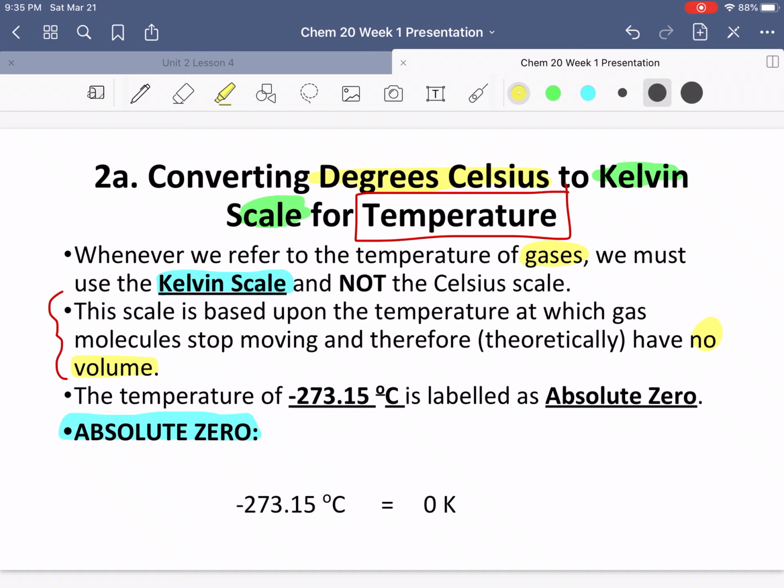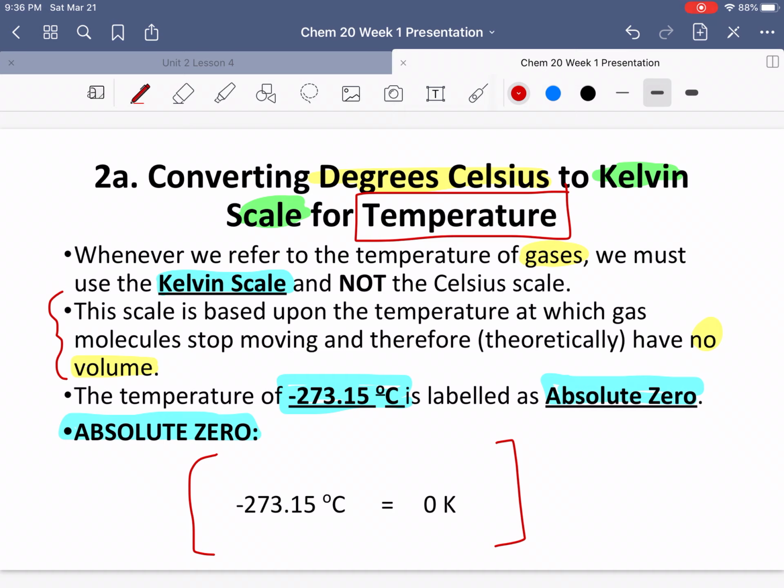But at this point, what I want you to recognize is absolute zero happens at the incredibly cold temperature of negative 273.15 degrees Celsius. That, folks, is incredibly cold. Now, if you check out the bottom of this slide here, there's a little note that says, hey, negative 273.15 degrees Celsius is equal to 0 Kelvin.